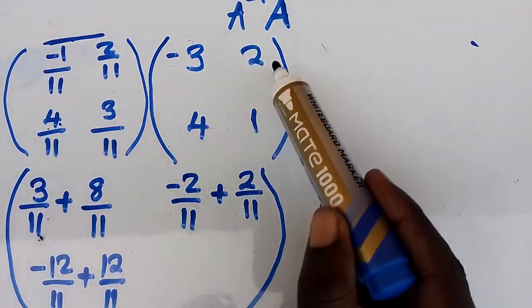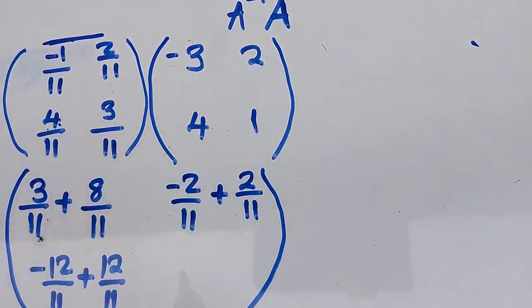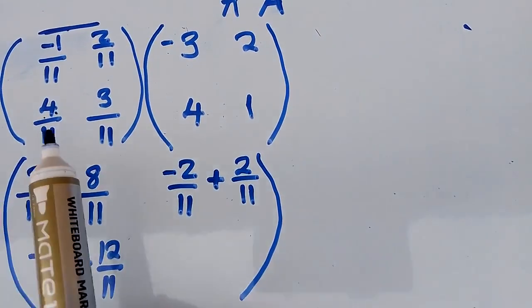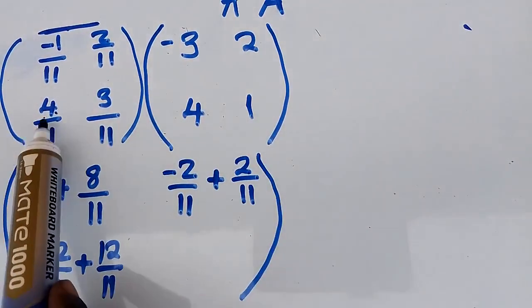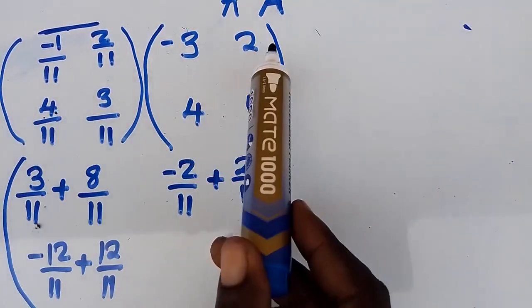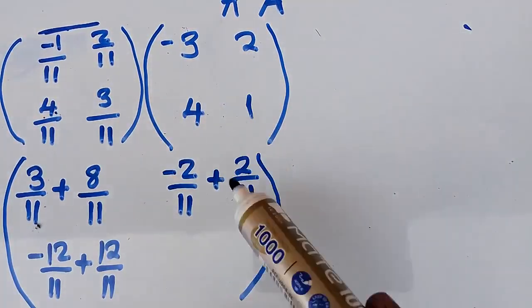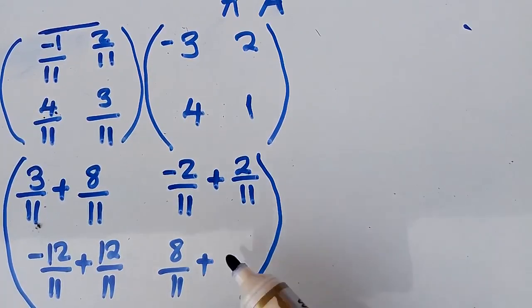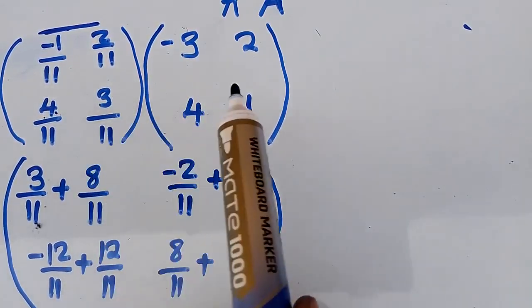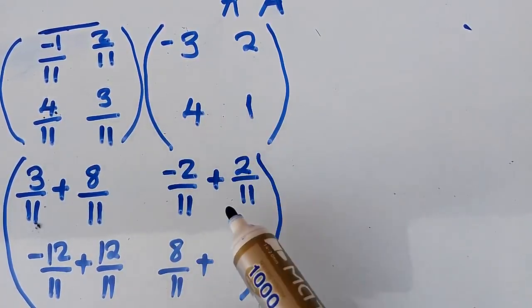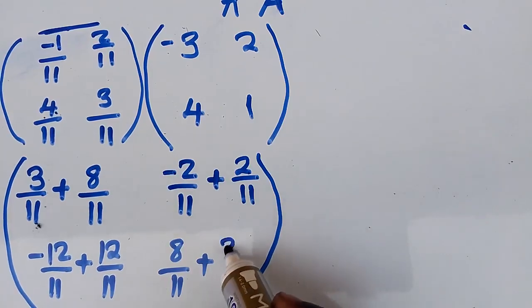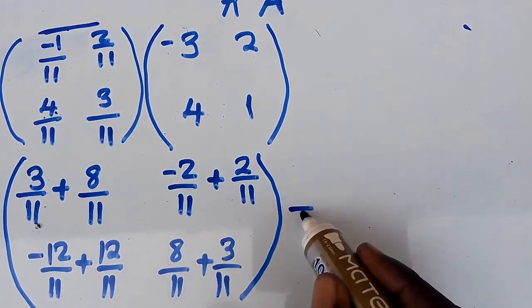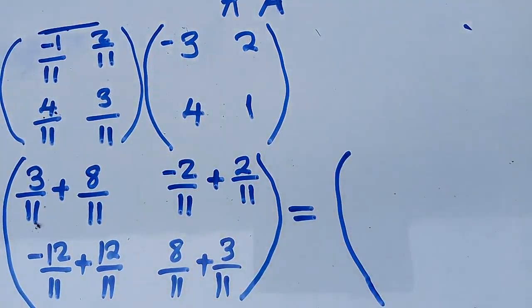I move here now. This one will go with that one. I'm getting the one on top. What is 4 times 2? It is 8, so 8 over 11 plus. What is 3 times 1? It is 3, so 3 over 11. This is equal to, I find the answer.